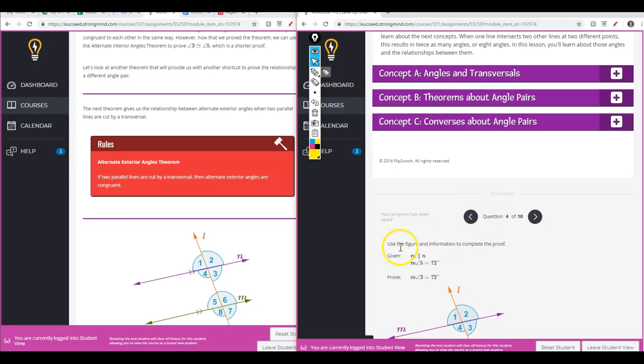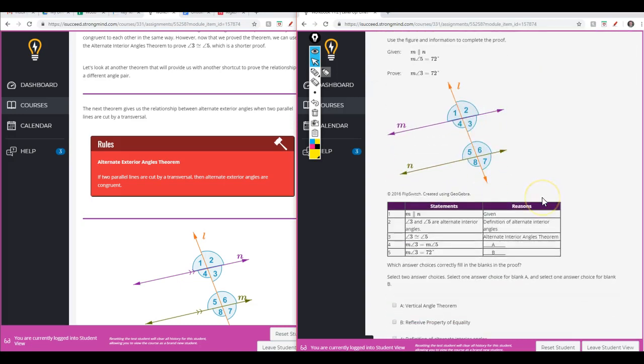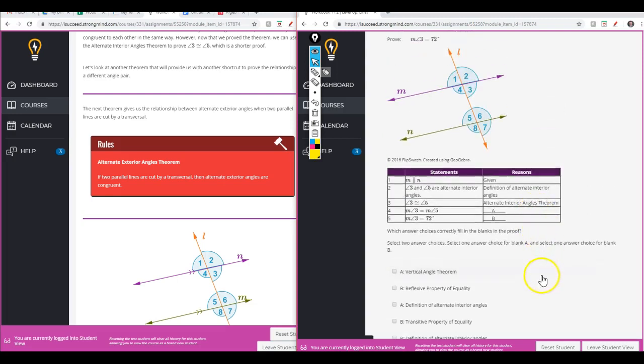Okay, question 4. Use the figure and information to complete the proof. Given that M is parallel to N, the measure of angle 5 is equal to 72 degrees. Prove that the measure of angle 3 is equal to 72 degrees. Okay, so this is giving us a list, and we have the reasons right here, A and B.